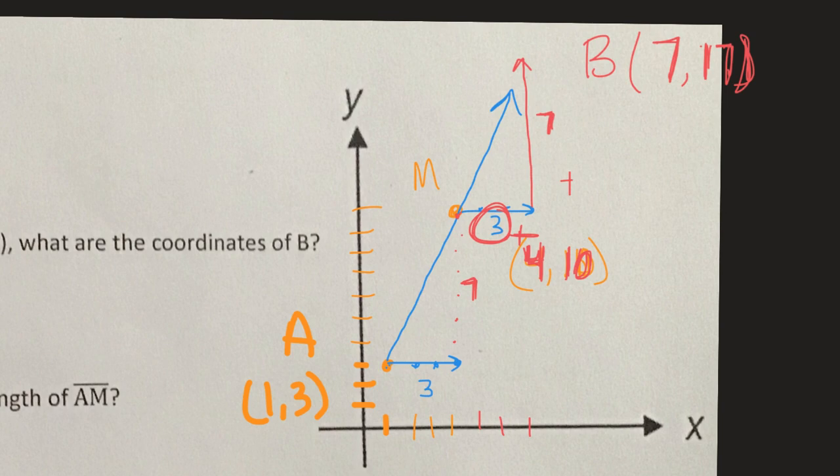Okay, and we do that by counting. Because it's in the middle, you have to count equally: 3 units to the right, and then 3 units to the right again; 10 units up, and then 10 units up again in order to get to your other endpoint.